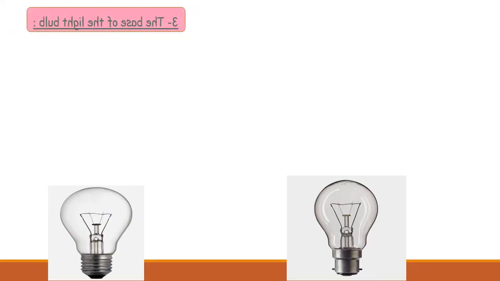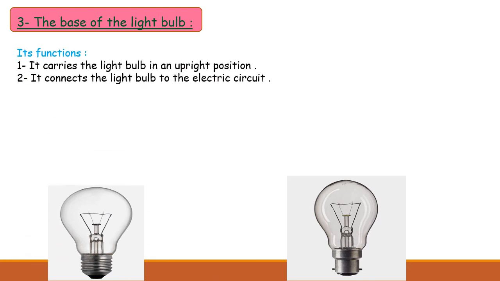Then we will talk about the base of the light bulb. Look at those images. Can you observe the difference between them? Yes, the base. What's the function of the base firstly? The function of the base, it carries the light bulb in an upright position. Second, it connects the light bulb to the electric circuit or to the electricity.